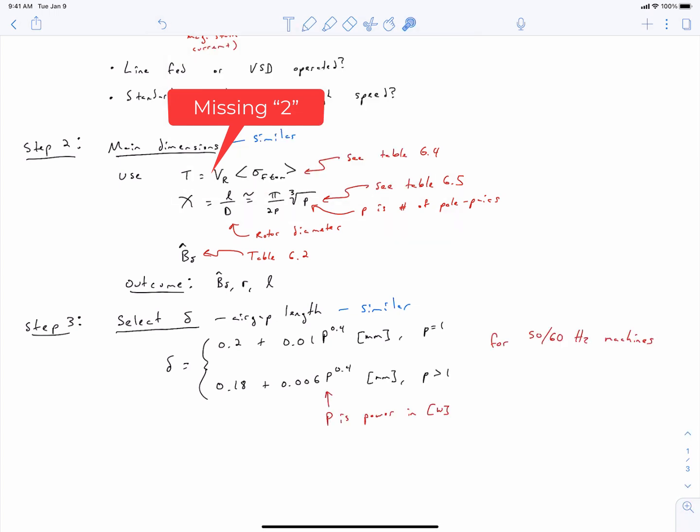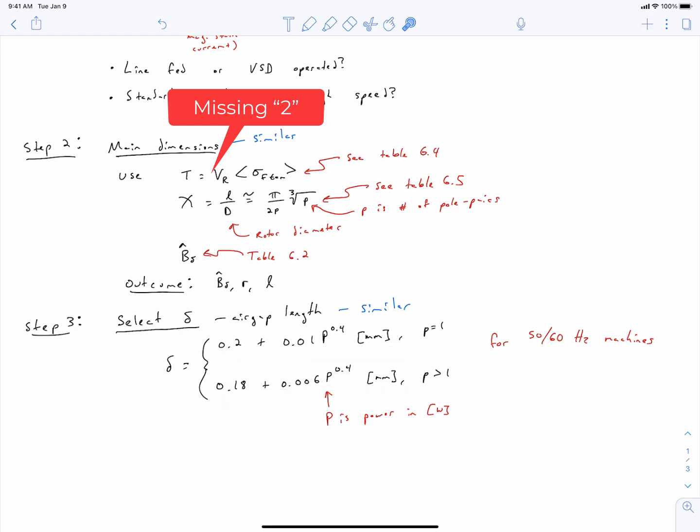Step 3 is selecting the air gap length. And basically, we're following the same practices as we talked about in our previous video, but we can be a little bit more specific because we're talking about induction motors. And the general rule of thumb, or the general guideline or best practice, or engineer's wisdom, whatever you want to call it, is to follow this expression for the starting point of your air gap length.